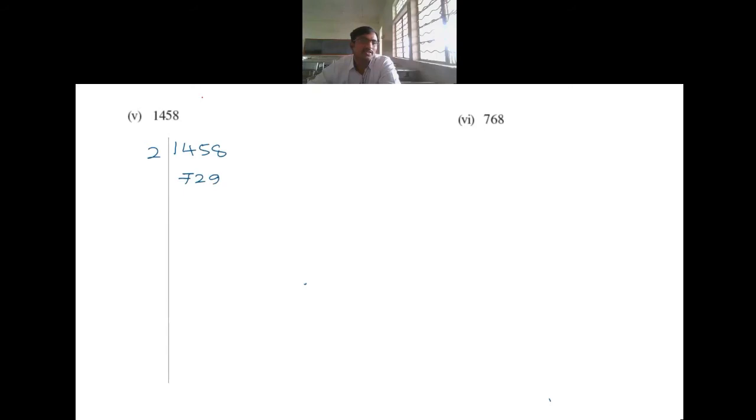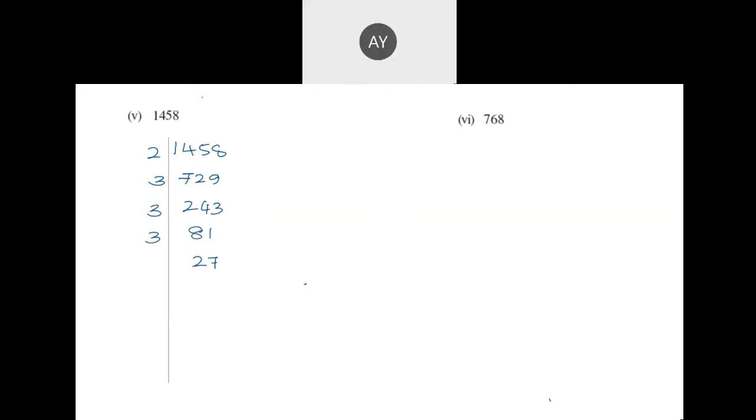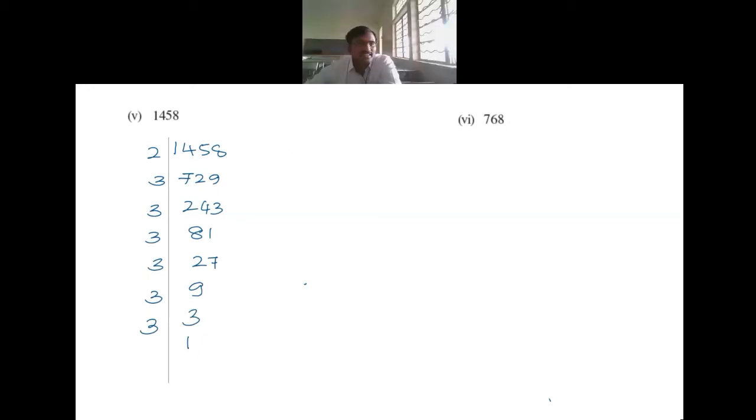Now you tell me, is it divisible by 3? It should be multiplied by 2, sir. 2 does not have a pair, sir. 1458 should be multiplied by 2. So 1458 multiplied by 2, sir.